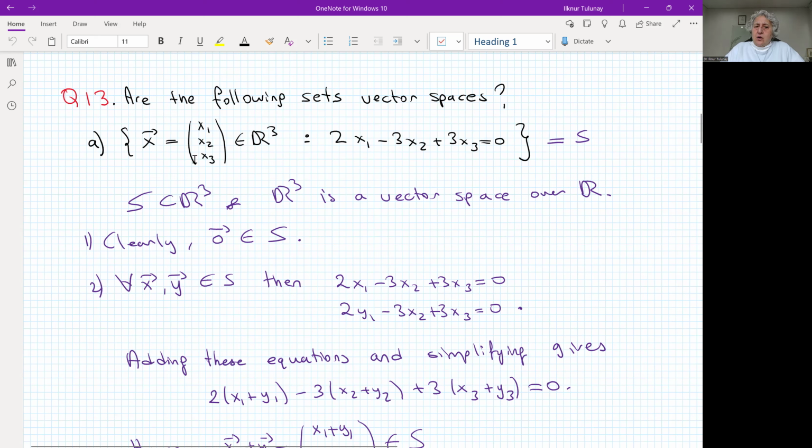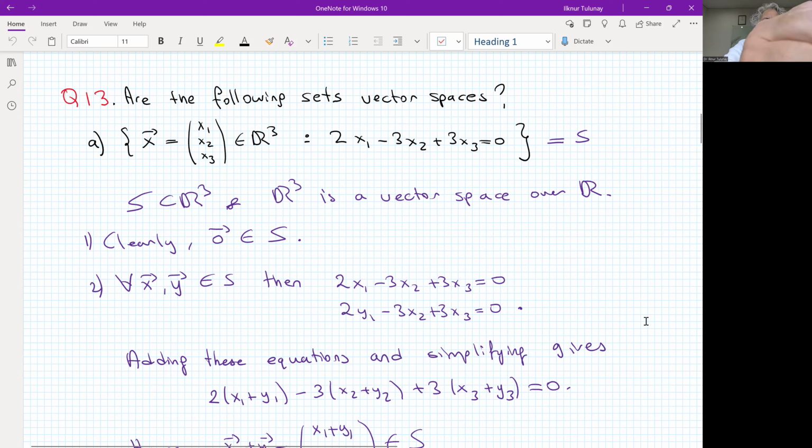So the 0 vector is inside S, because if you put 0, 0, 0, that will be 0. So the 0 vector is in this set S. The second property: we want any 2 vectors in the set S. This means for all X and Y in S, we have 2 conditions. There's one with respect to X, there's one with respect to Y.